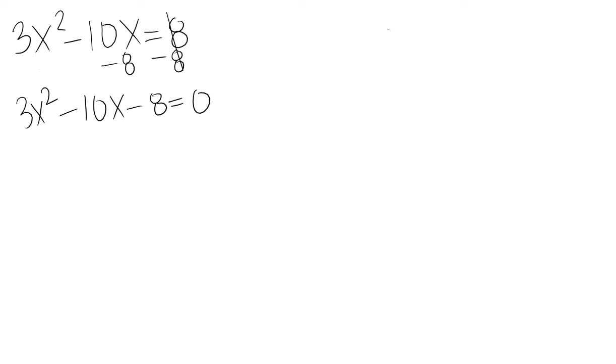Okay, step 2 is to check for a GCF. Always look for a GCF first. So looking at my coefficients, 3, negative 10, and negative 8, they don't have anything in common. I also want to make sure that my leading coefficient is not negative, which it's not in this case, so I can just leave it as is. So step 3 now is going to be to make a star.